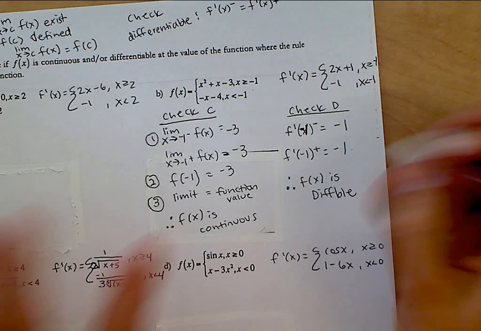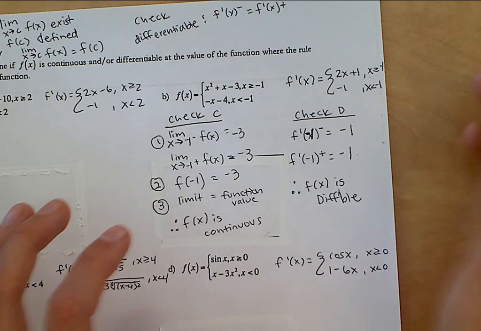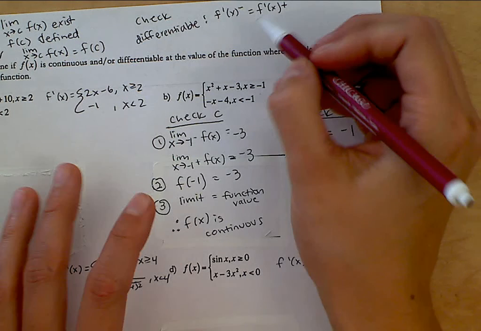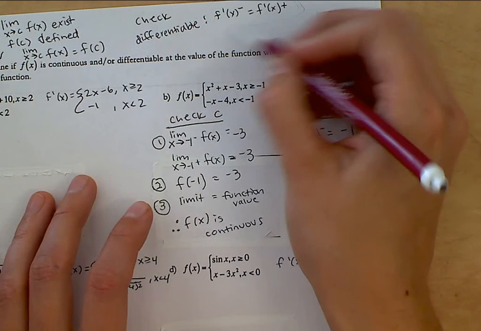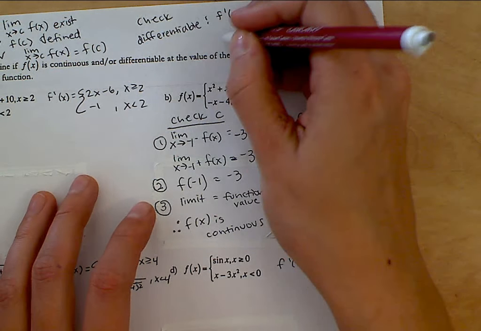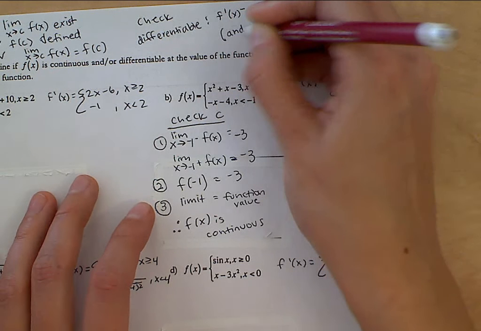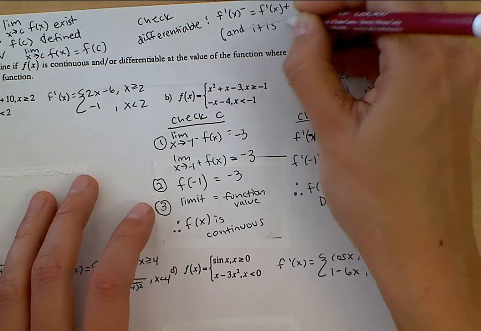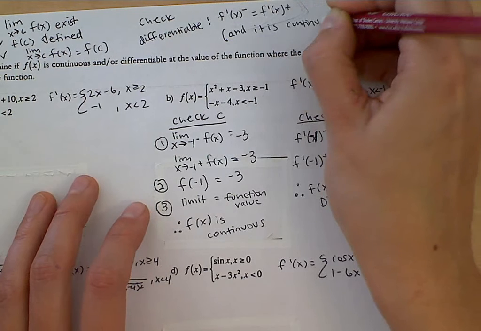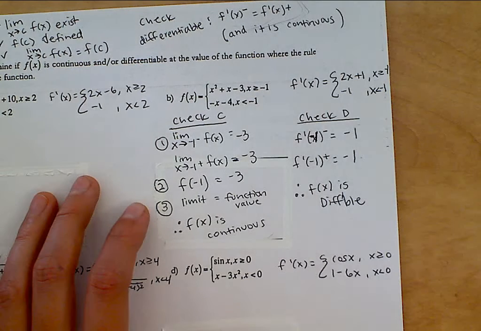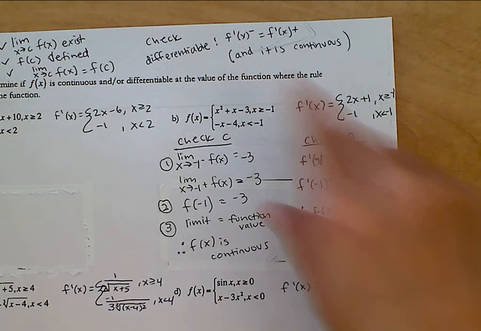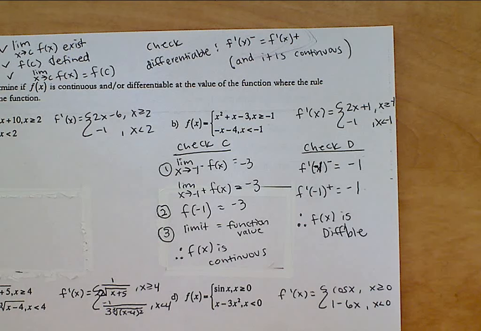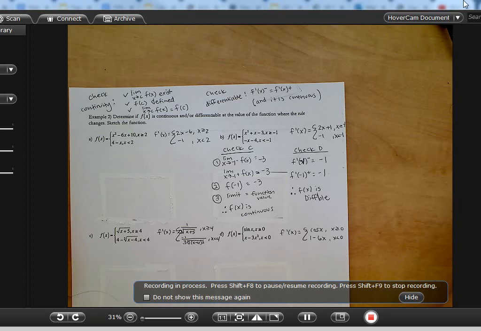I should add one note. One thing that you need to check is not only that the slopes are the same, I should add, and it is continuous. Because we saw in first period, there can be a special case where the slopes are the same, but it's not continuous. We saw that with this jump.